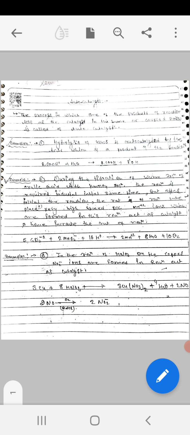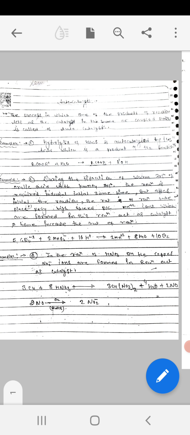Example 3. In the reaction of nitric acid with copper, NO2 minus ions are formed in the reaction and they act as catalyst. The reaction is 3 copper atoms combine with 8 nitric acids to form 3 copper nitrate molecules, 4 water molecules and 2 NO. These 2 nitric oxide molecules combine with oxygen in water in aqueous medium and form 2 NO2 minus, so they act as autocatalyst.